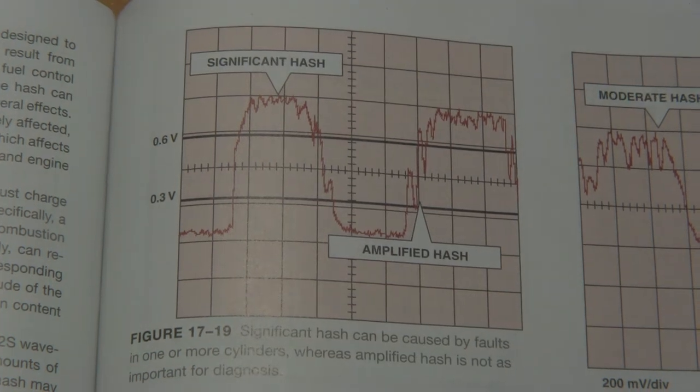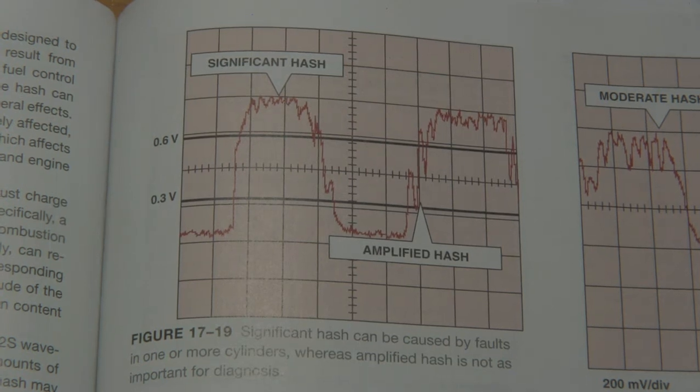So what are the causes of hash? Hash on the oxygen sensor signal can be caused by the following, as stated in the book, page 222: misfiring cylinders, ignition misfires, lean misfires, rich misfires, compression-related misfires, vacuum leaks, and injector imbalances. So let's go through all those.